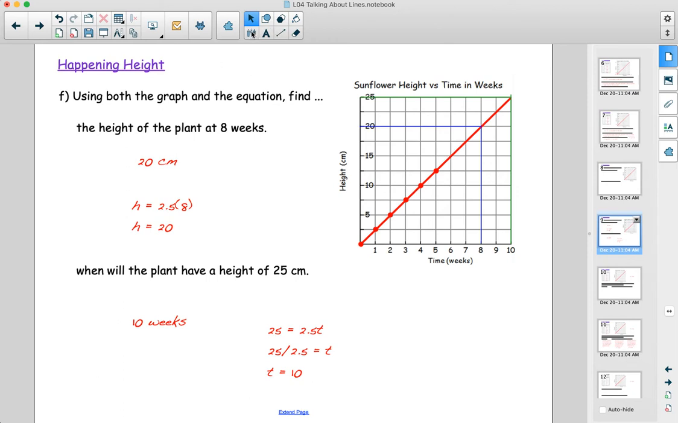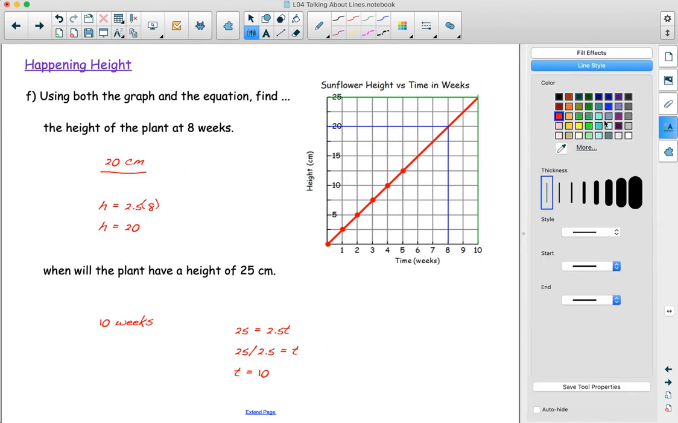So we talked about when you're going to use the graph, you should use guidelines. So I got this 20 here by drawing these blue guidelines. So let me just change this to blue. So I drew my blue guideline. I went to 8 weeks, drew a vertical line. This is where it hit the graph. Draw a horizontal line coming over to there, and I can now see that would be 20 centimeters.